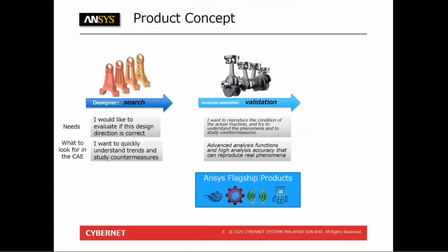Now, this process usually goes like this. The designer will start with different types of design concepts. After the design concept has been done, this design will be given to the analysis specialist for validation. After the validation, there might be something wrong with the design because it's still in the initial stage of the development.